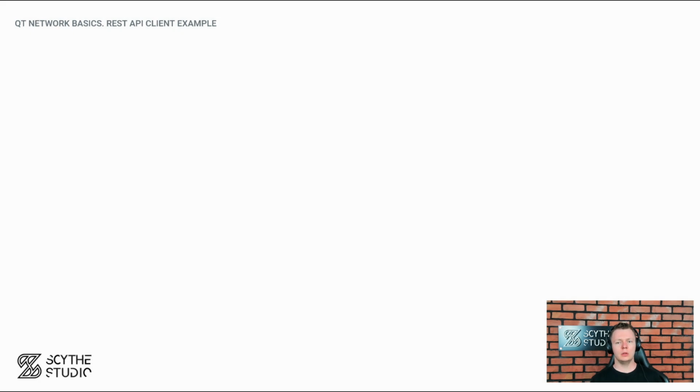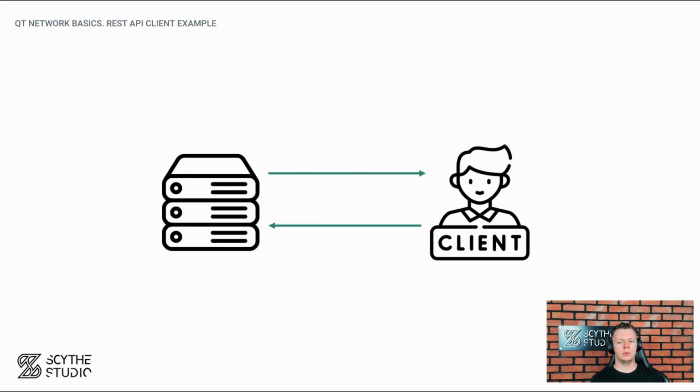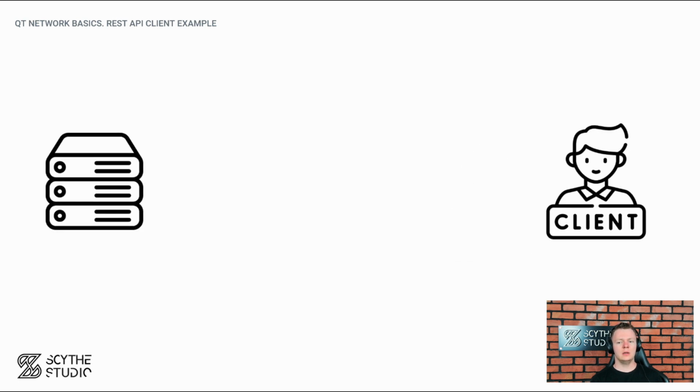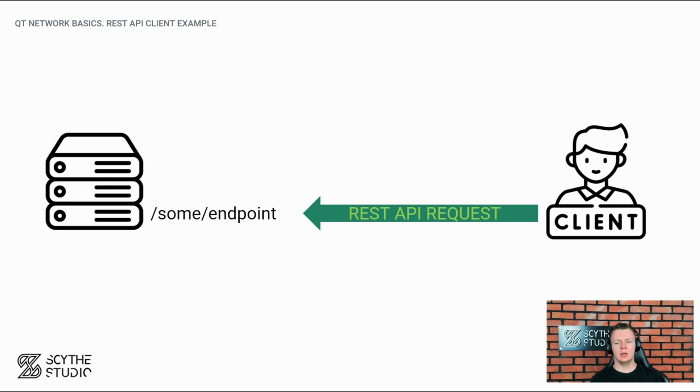Client-server communication in modern applications is simply the exchange of information between two components. The client, which is typically an application running on a user's device, and the server, which stores and manages data or performs computations. REST API is a specific way for clients and servers to communicate. It follows a set of rules and conventions to exchange data over the internet. REST API uses web addresses as endpoints, allowing access and manipulation of data on the server.